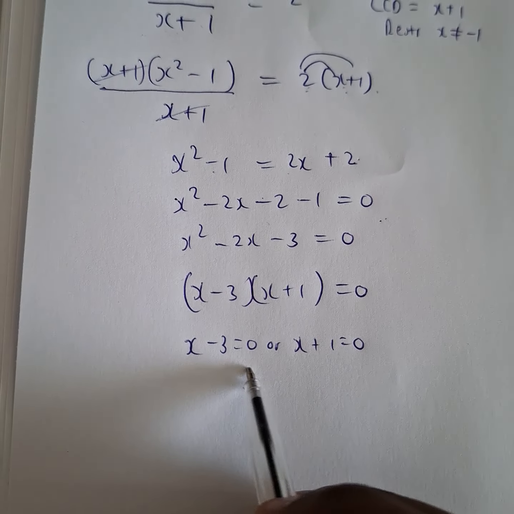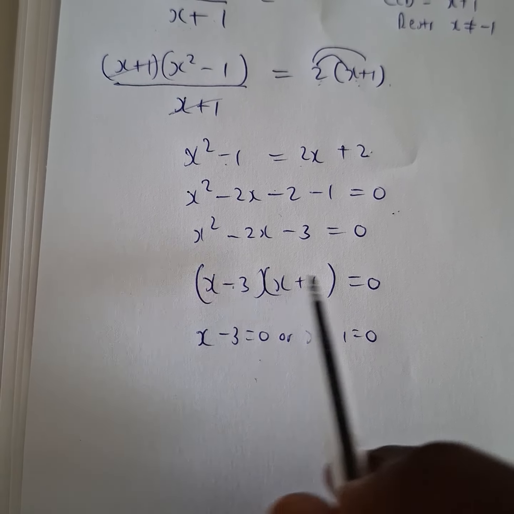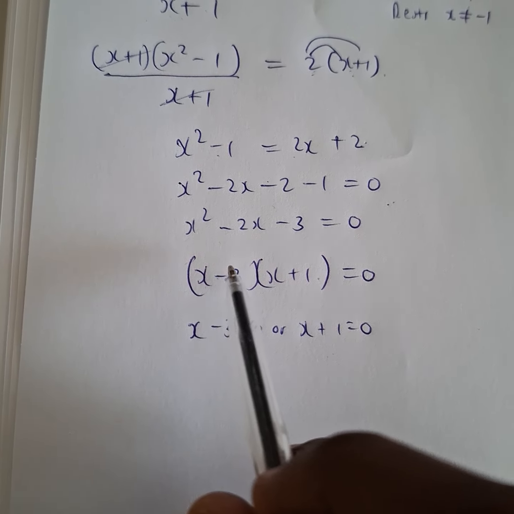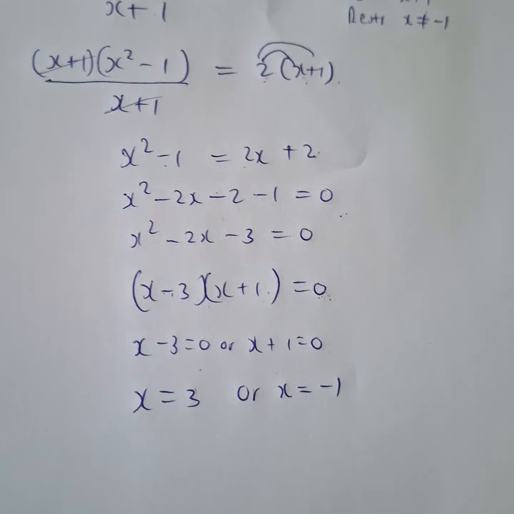So x minus 3 is equal to 0, x plus 1 is equal to 0, because each factor in this product is equated to 0, because we are applying the zero factor law. And remember, we can only do that when there's a 0 on the right hand side. Therefore x is equal to 3, or x is equal to -1.